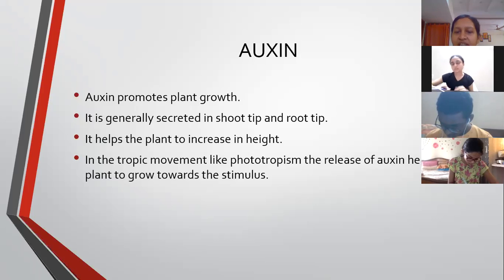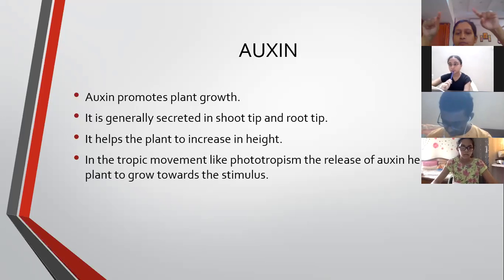So, most of the time you might have seen the tip of the root. From there the new leaves grow. The small new leaves grow and the shoot again continues to grow further. So this movement of the plant in upward direction is because of auxin.